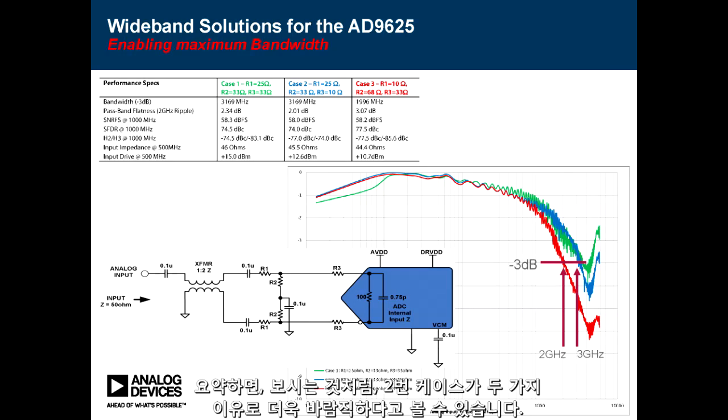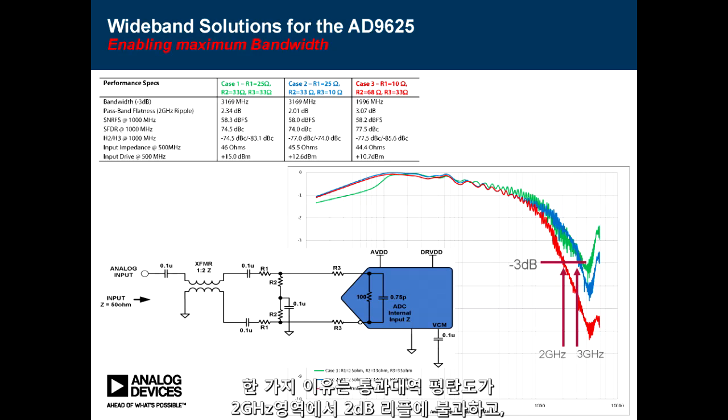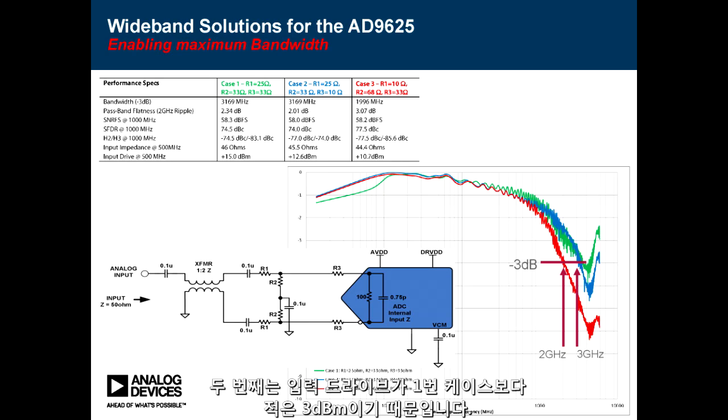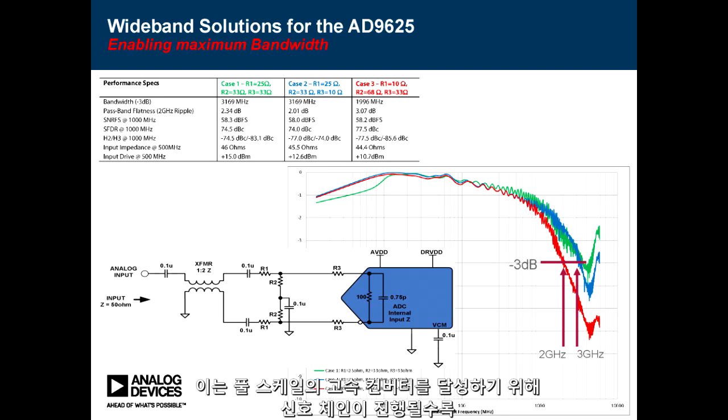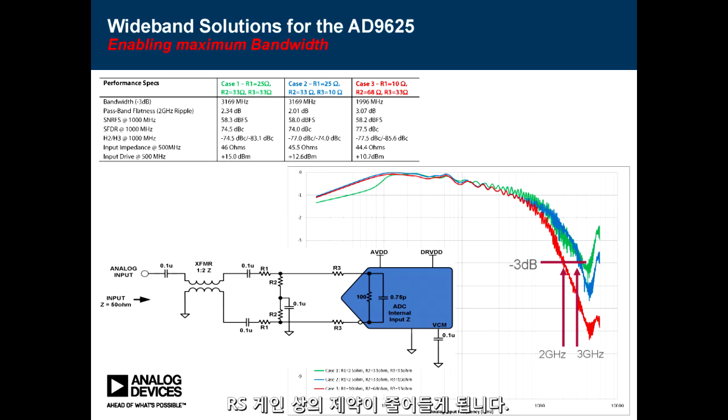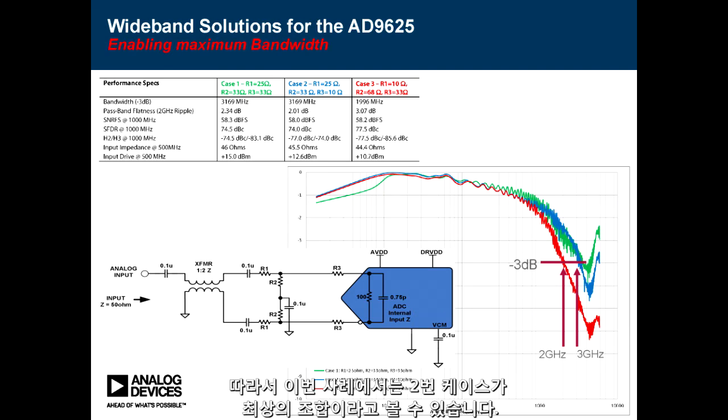So in summary, as you can see, case 2 would be more desirable for two reasons. One reason is because the passband flatness only has 2 dB of ripple across the 2 gigahertz region, and 2, the input drive is 3 dBm less than in case 1. This puts less of a constraint on the RF gain further up the signal chain in order to achieve full scale of the high-speed converter. Therefore, in this example, case 2 seems to be the best match.